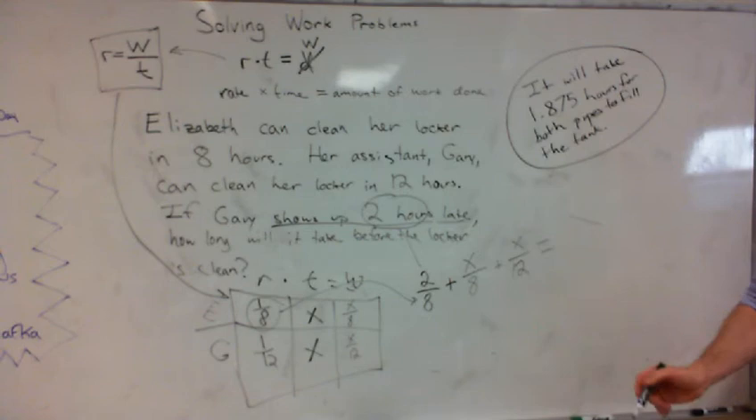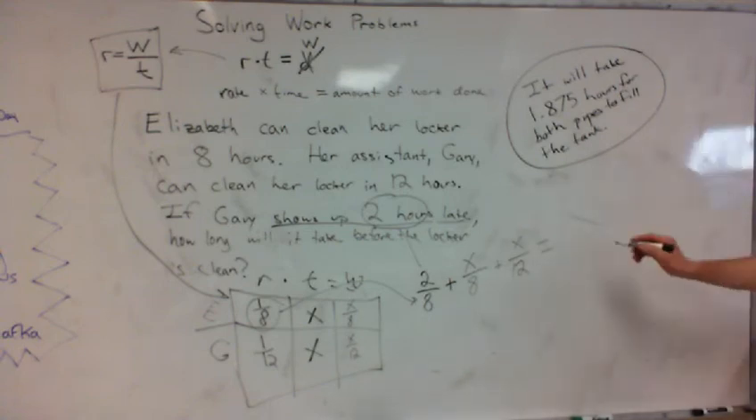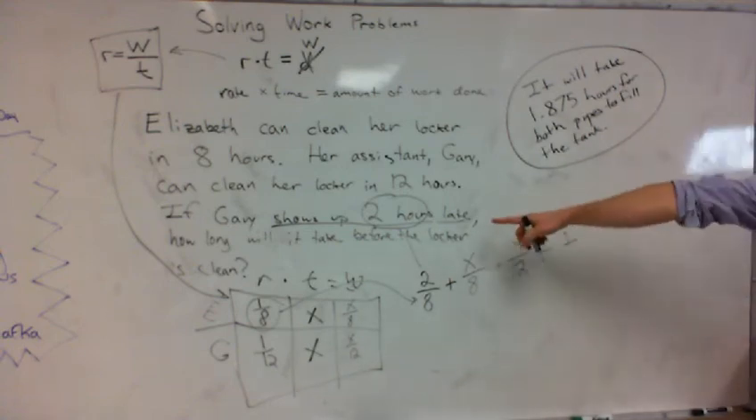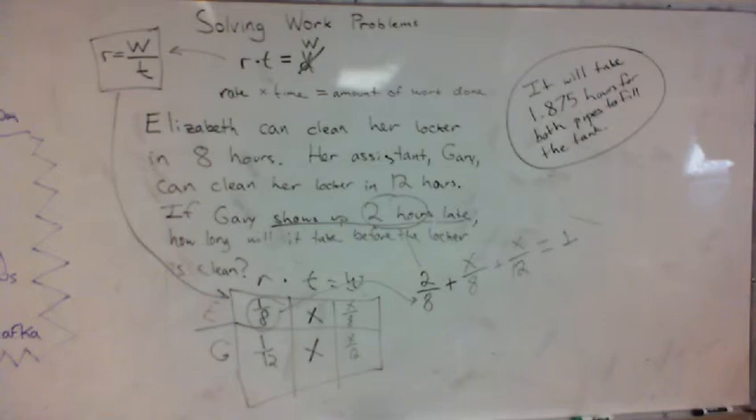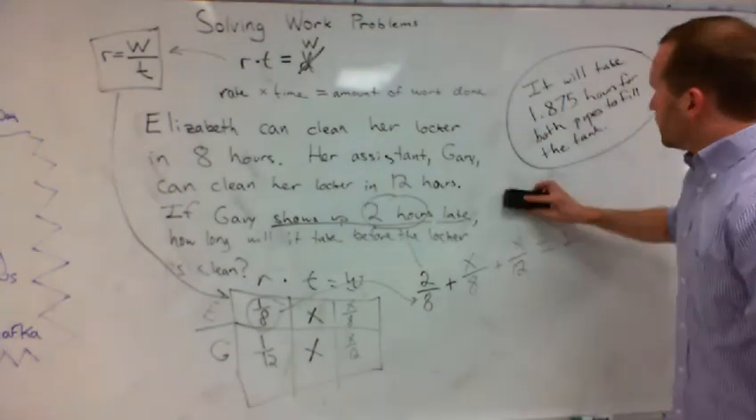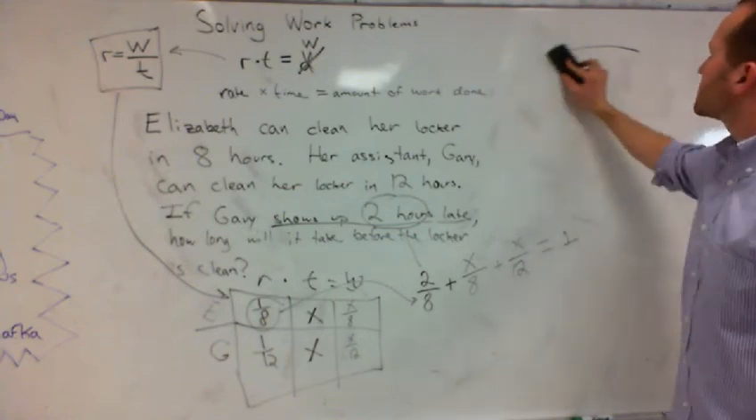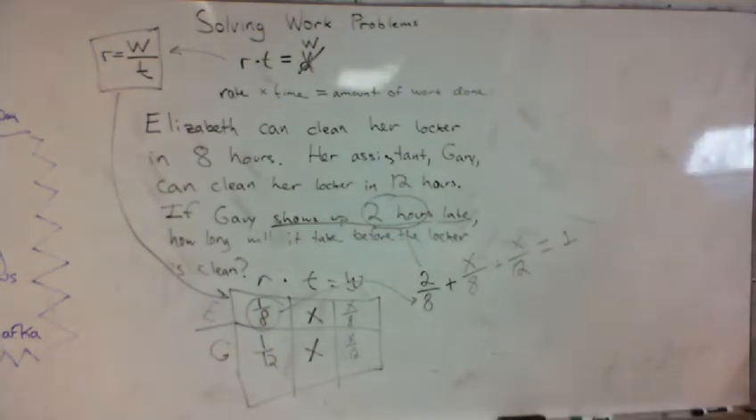And that's going to all equal 1. Yeah, almost always 1 because we're cleaning one locker. Would you combine the, so would it be x plus 2 over 8 plus x over 12? What I would do is just clear the fractions. But you could do that.